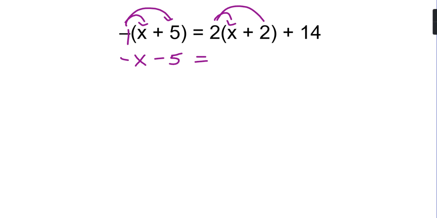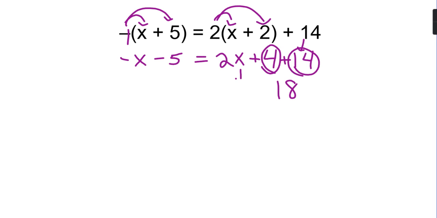On the other side, we want to distribute it as well. 2 times x and 2 times 2. 2 times x is 2x, 2 times 2 is 4. And we'll just bring down that positive 14. Okay, so now I'm checking, are both of my sides of the equation simplified? No, the left side is simplified, but the right side is not. We can still add 4 and 14 and get something that looks a little more simplified. 4 plus 14 is 18, and we'll just bring down that variable term, 2x.